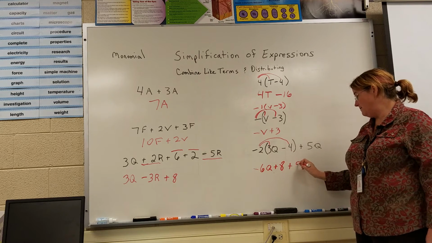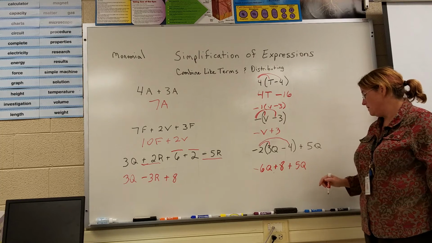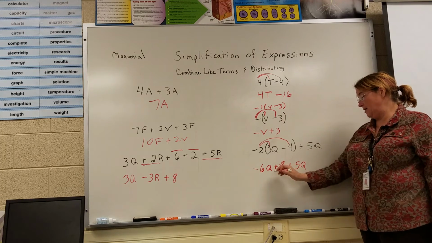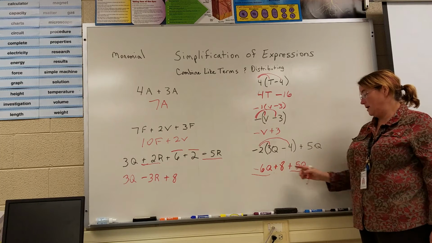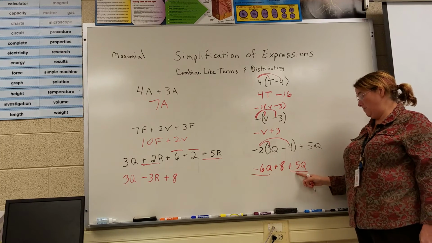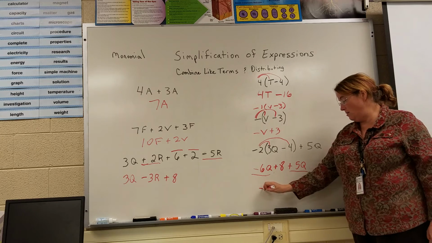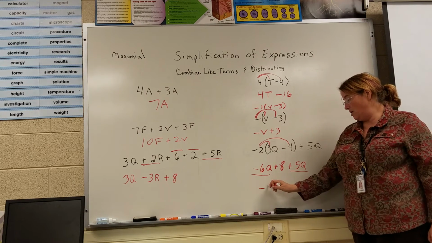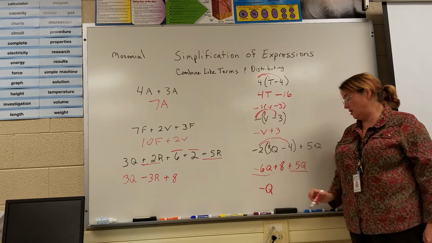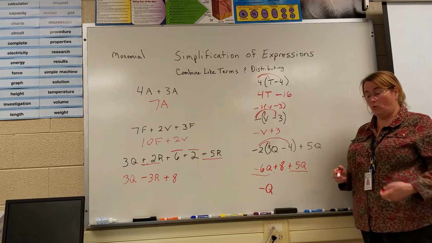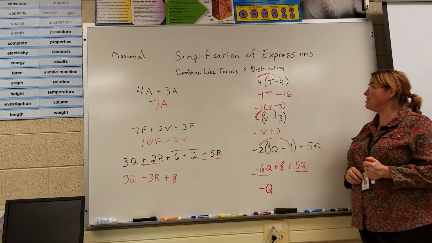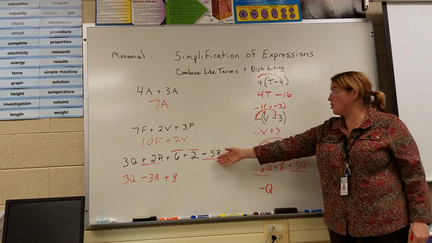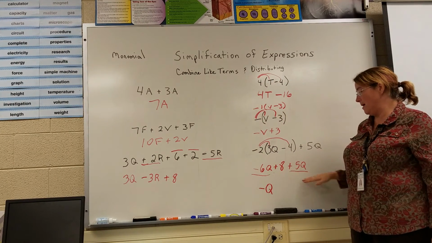Plus 5q. So I still have some like terms here. I have minus 6q plus 5q. If I owe somebody 6 and I can only pay them back 5, I still owe them 1, but we don't put a 1, so it's just going to be minus q. We don't put a 1 there. It's just minus q, not minus 1q. And so that is simplifying expressions, combining like terms and distributing, and doing both.